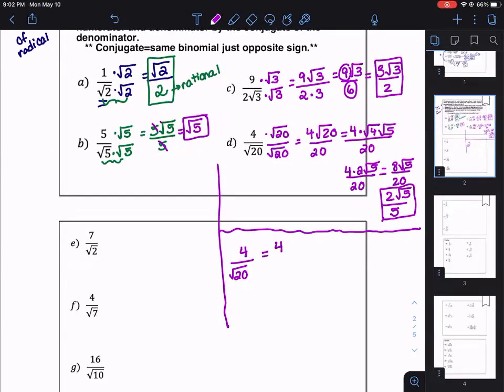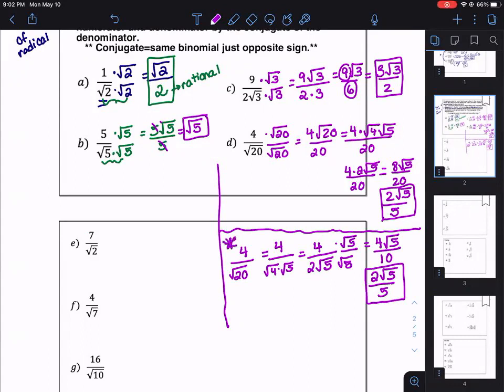So the largest square in 20, we just said, is radical 4. I get 4 over 2 radical 5. I'm going to rationalize using the radical portion. So radical 5 top and bottom. I get 4 radical 5 over 2 times 5, which is 10. And I get 2 radical 5 over 5, since 4 and 10 have 2 in common. Same answer, different approach. I'm going to be honest. This is my preferred way of solving.